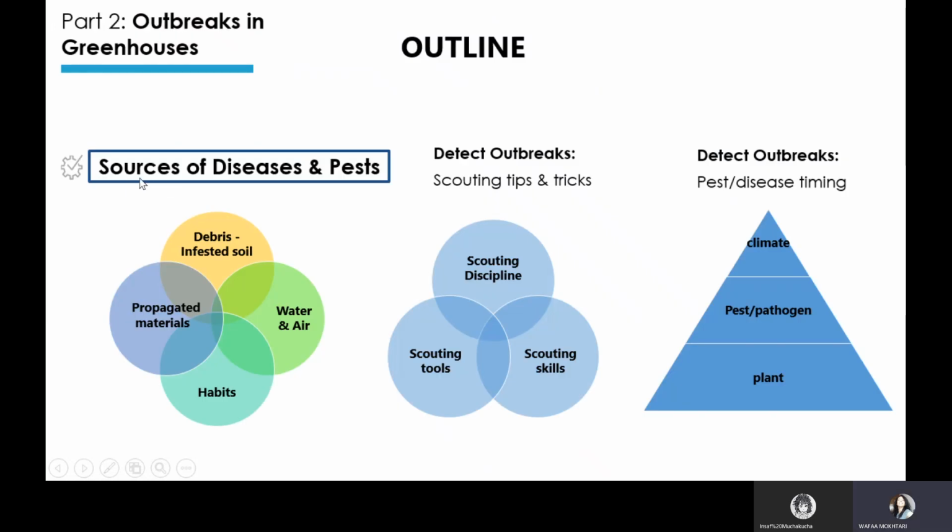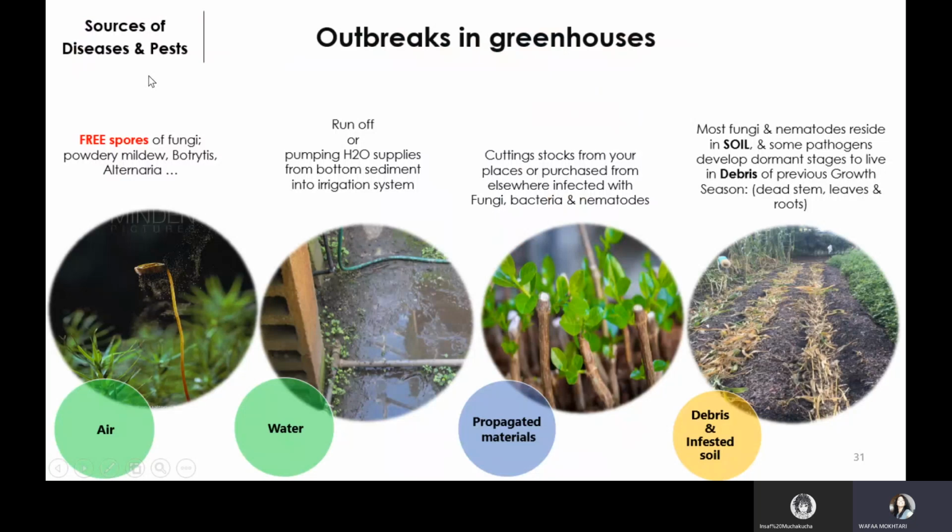We're going to talk about the sources, okay, which may be debris, infested soil, water, air, propagated materials, or habits. And we will talk about how to detect outbreaks. We should have screening tips and tricks for this, discipline, skills, and tools. And we should also know the pest disease timing, or what is called the pest disease triangle. And we're going to see this in the next slide. So let's start with the sources of diseases and pests.